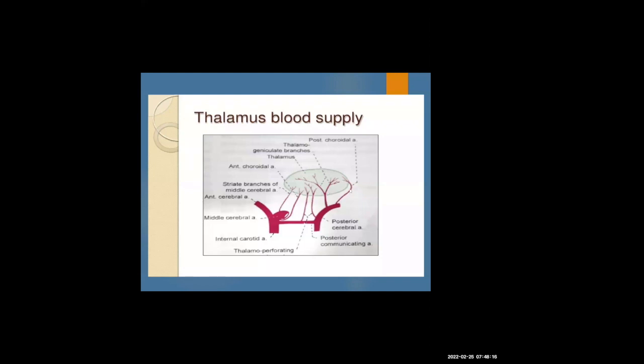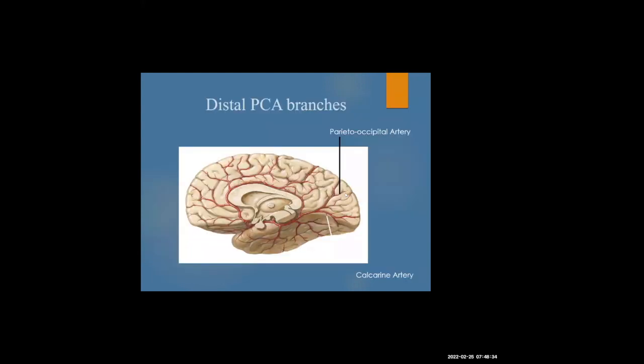So the thalamus has a predominant PCA supply. And even your posterior choroidal artery, which arises more off your P2P segment, is going to give a little bit of vascular supply typically to your thalamus. So very redundant, very PCA predominant blood supply to your thalamus.